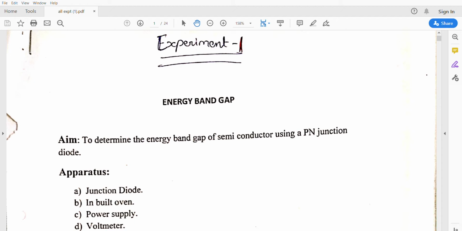As we already know, solids are classified into three types: conductors, insulators, and semiconductors, depending on the energy band gap or forbidden band gap. Conductors have an overlapped position of the conduction band and the valency band, and the availability of free electrons is high. If you go for the insulators, the energy band gap or forbidden band gap is high.